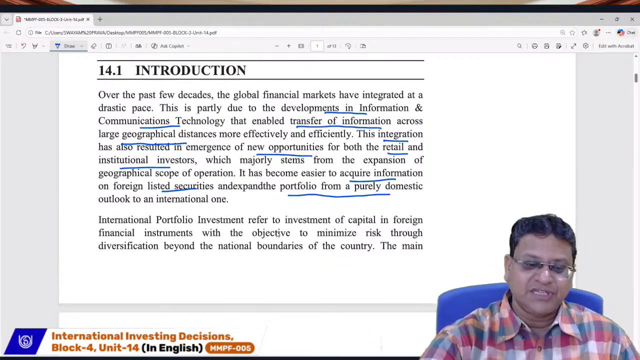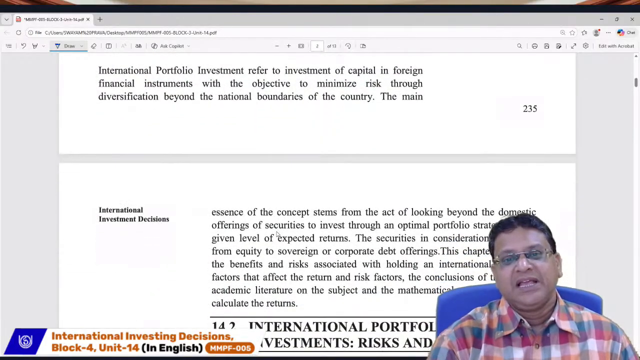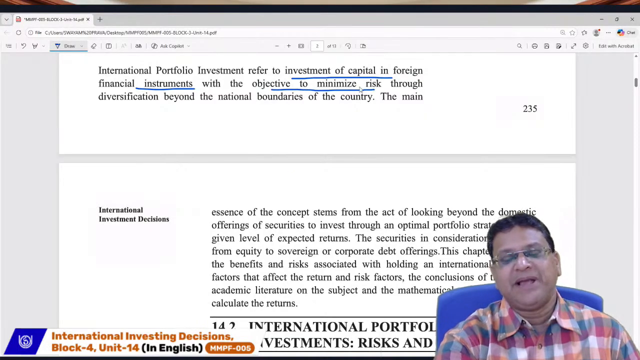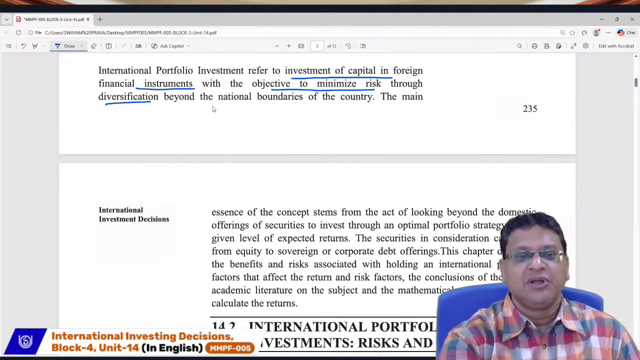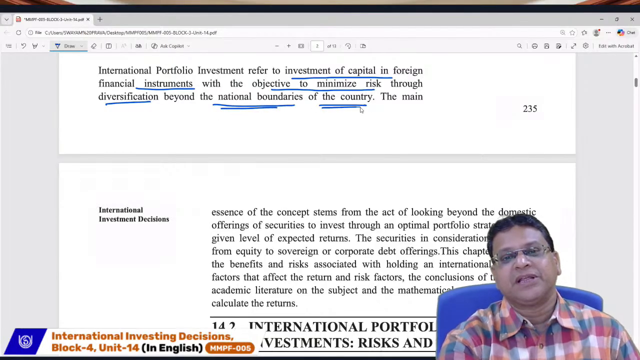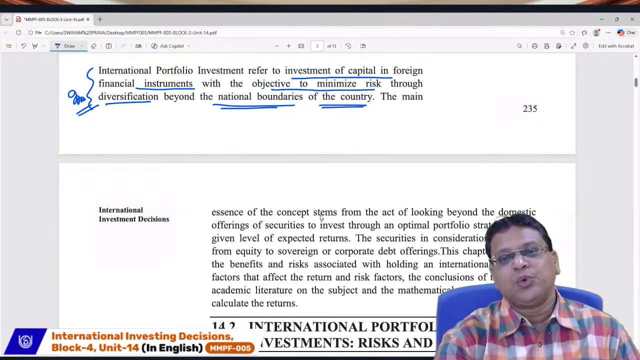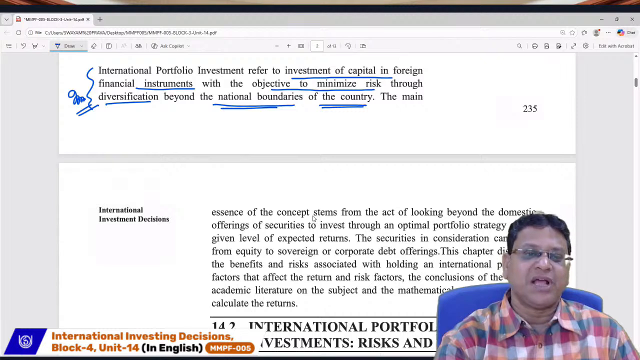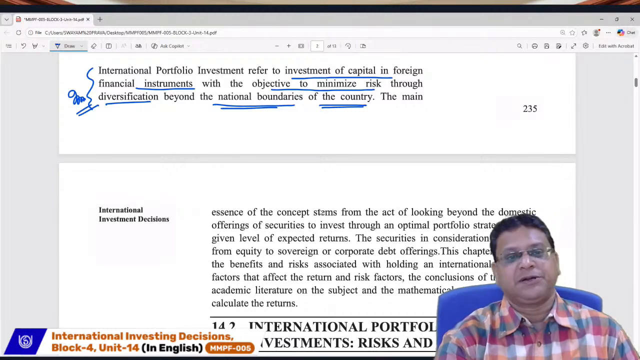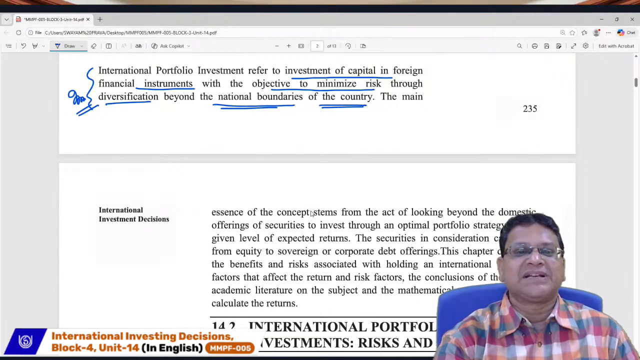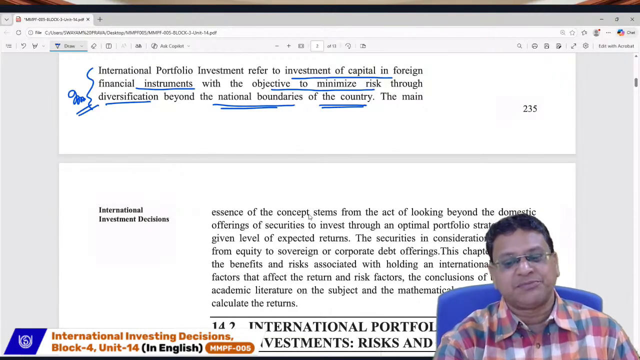So what is international portfolio investment? It is the investment of capital in foreign financial instruments with the objective to minimize risk through diversification beyond the national boundaries of a country. So if you invest in a foreign country's securities in order to minimize your risk, that is known as international portfolio investment. The intention of the portfolio investor is to make short-term gains and to minimize the risk through international diversification.